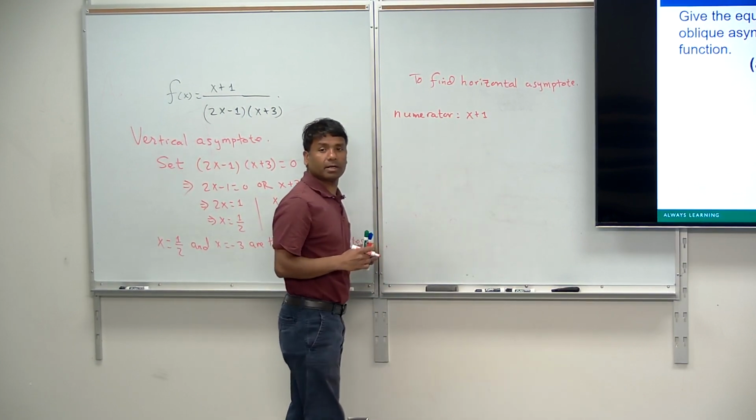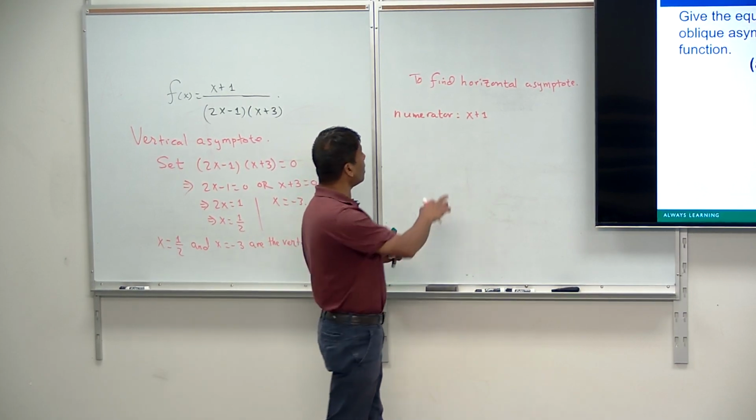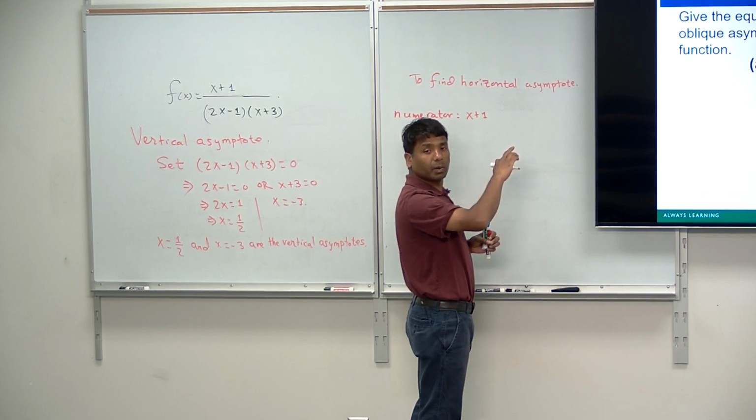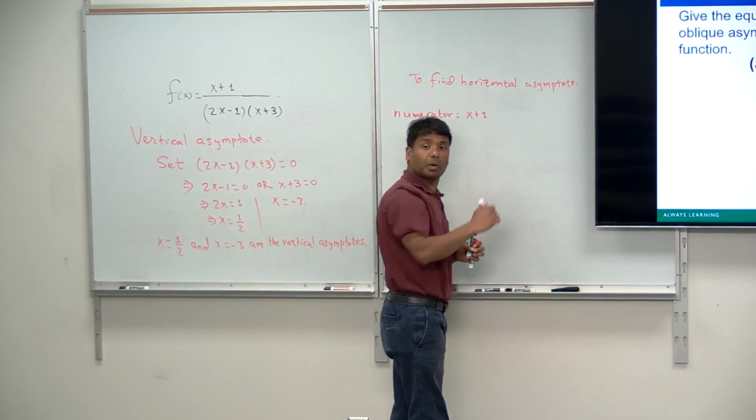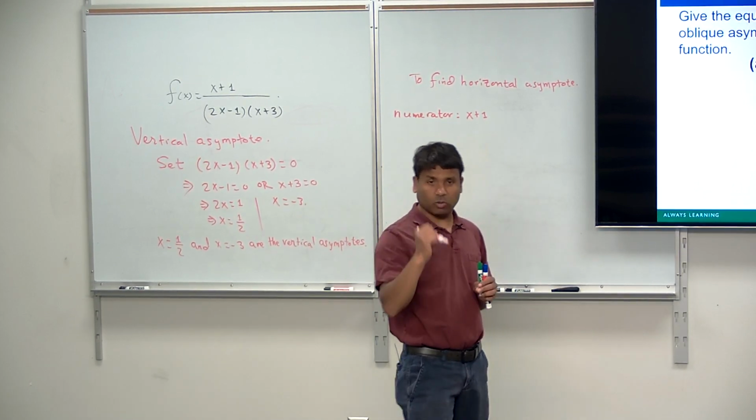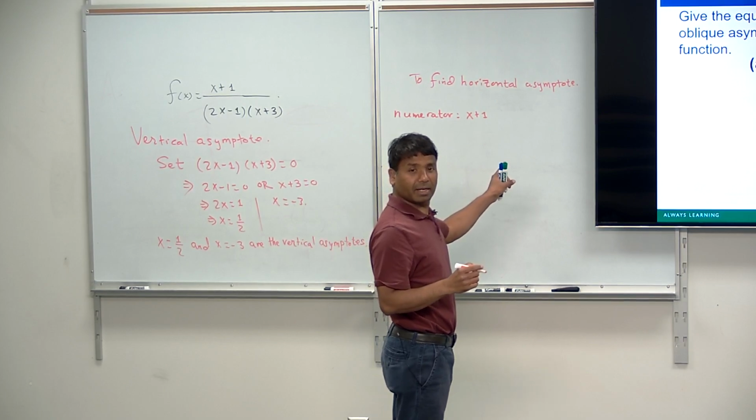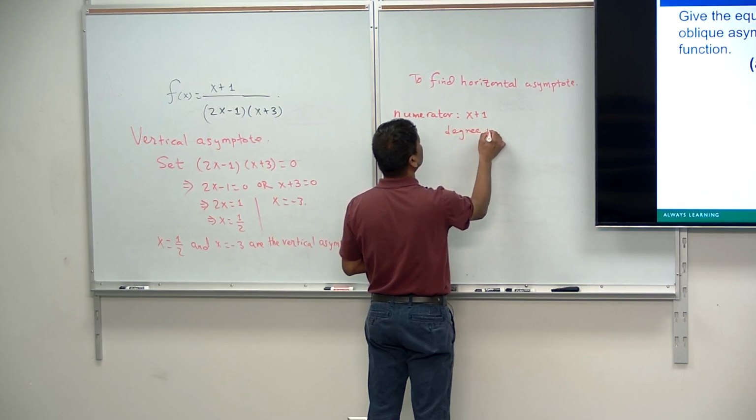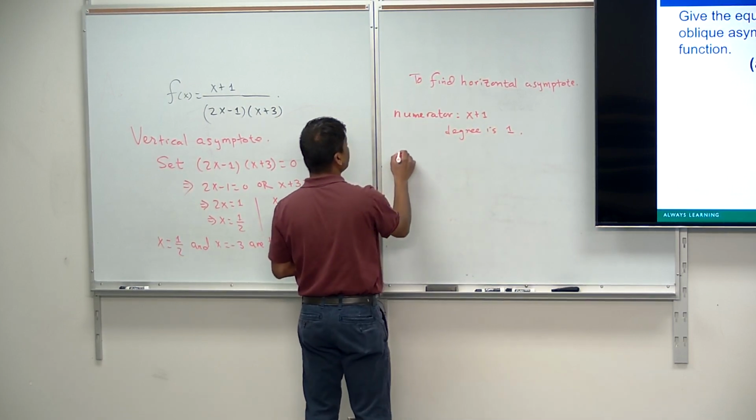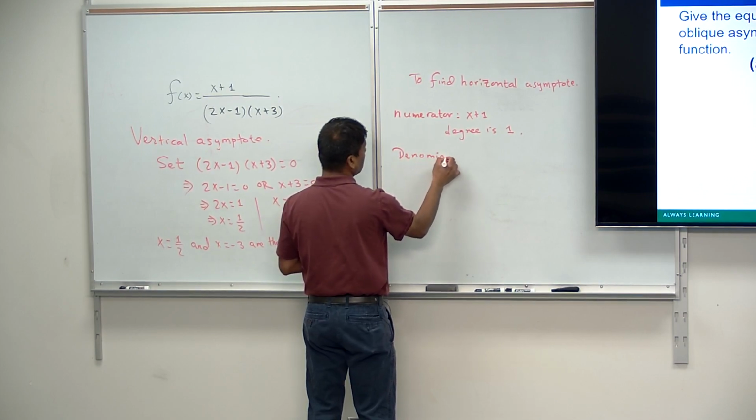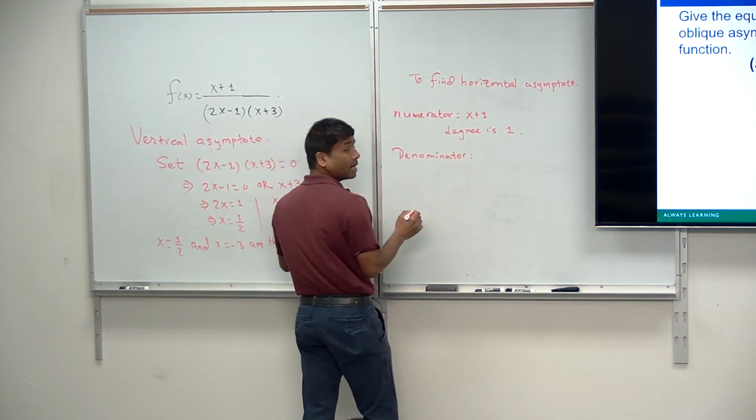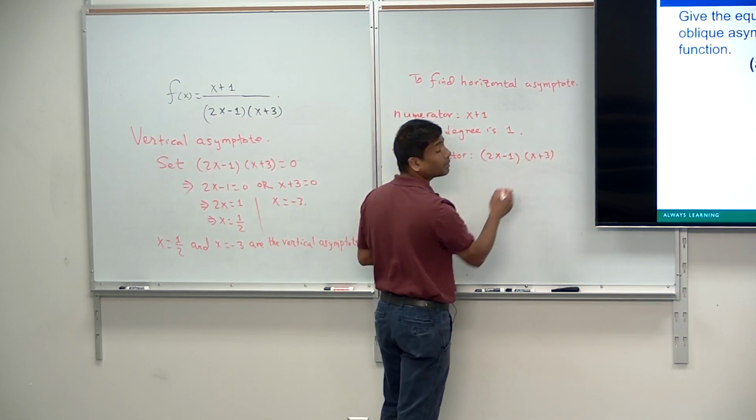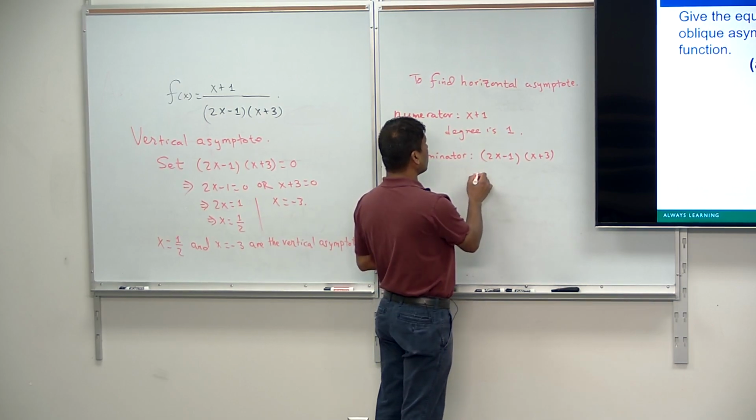What is the degree of the numerator? What is the degree of this polynomial x plus 1? Just 1, right? You know the degree, right? So the degree of the numerator is 1. So look at the denominator. What is the denominator? 2x minus 1 times x plus 3. Is that right? Are you with me, guys?